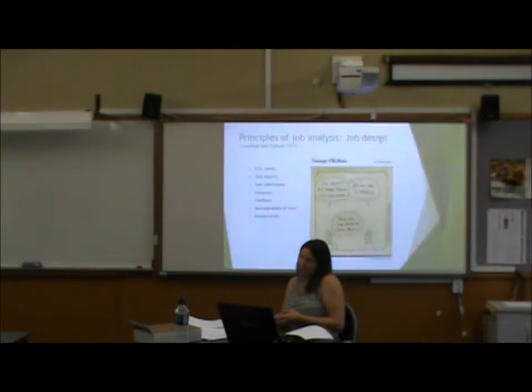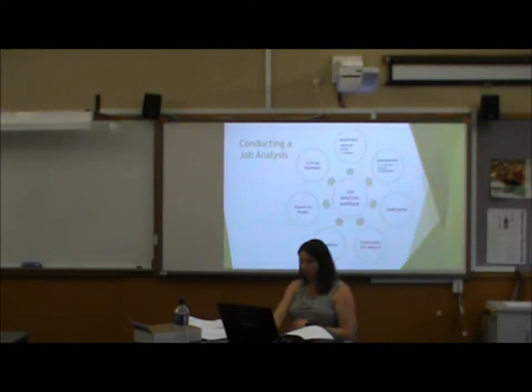So there's an opportunity here at this part of the process to actually have a positive influence for the organisation, in terms of thinking about how these jobs are designed.